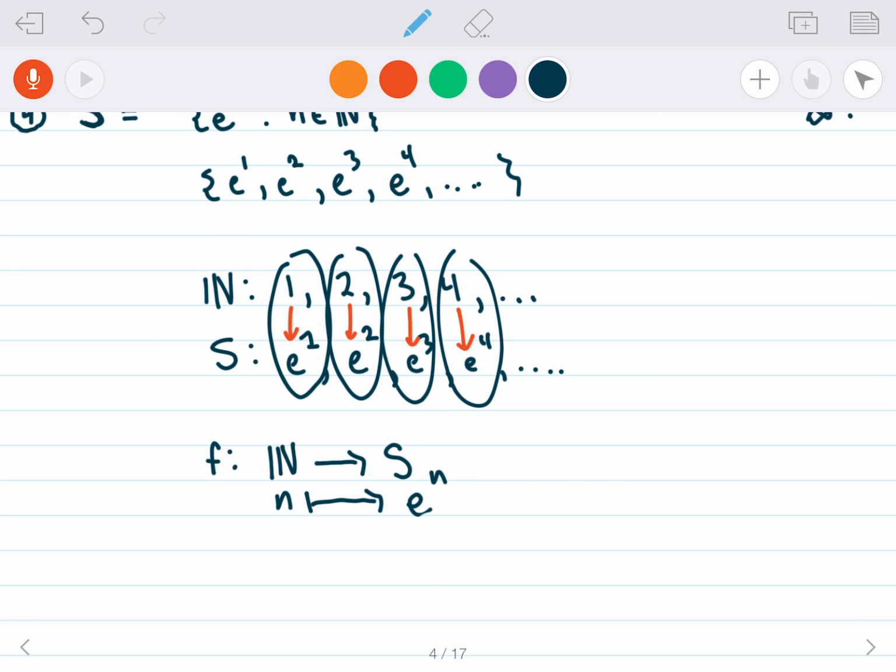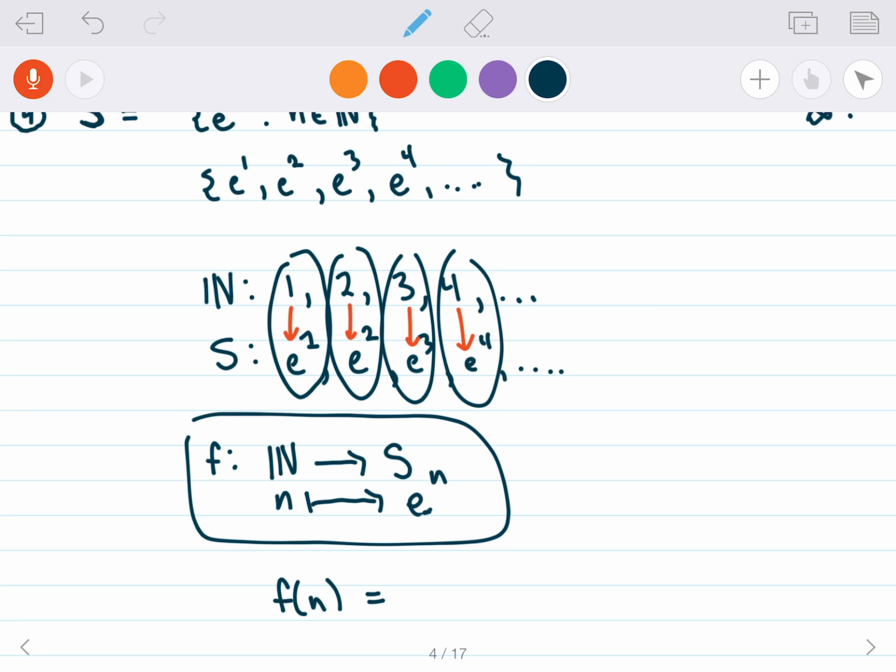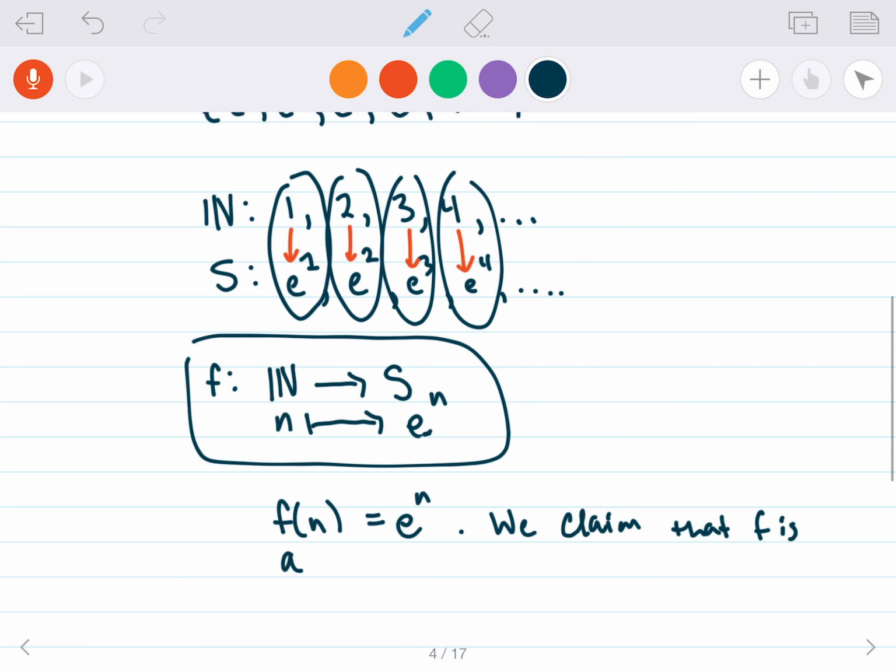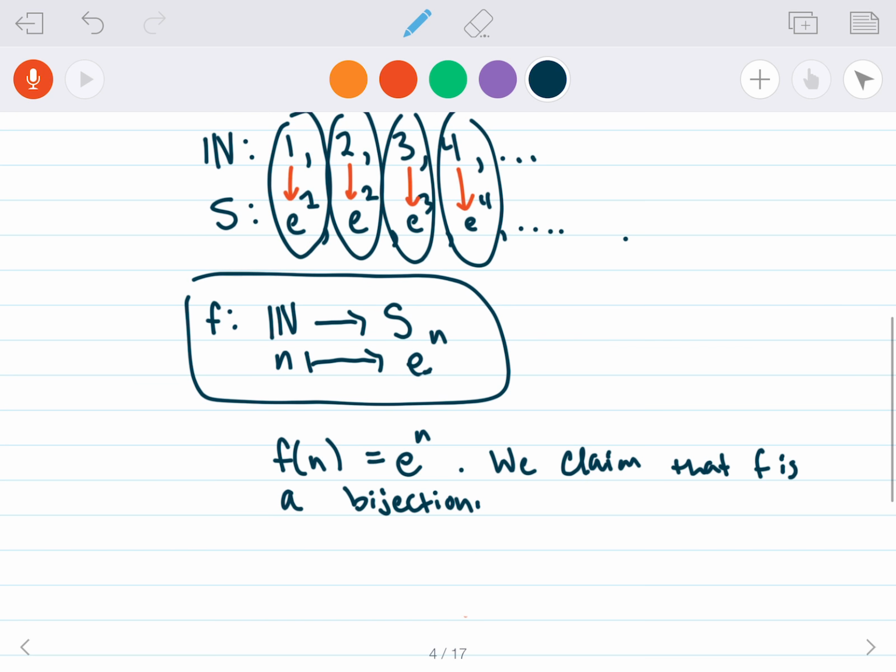So this is what f is doing, right? And we can say, okay, well, this means that f of n is equal to e to the n, and we claim that f is a bijection. Okay, we're trying to show those sets are the same size, so we need to show that that function that's sending n to e to the n is actually a bijection. Okay, so first, show injection.